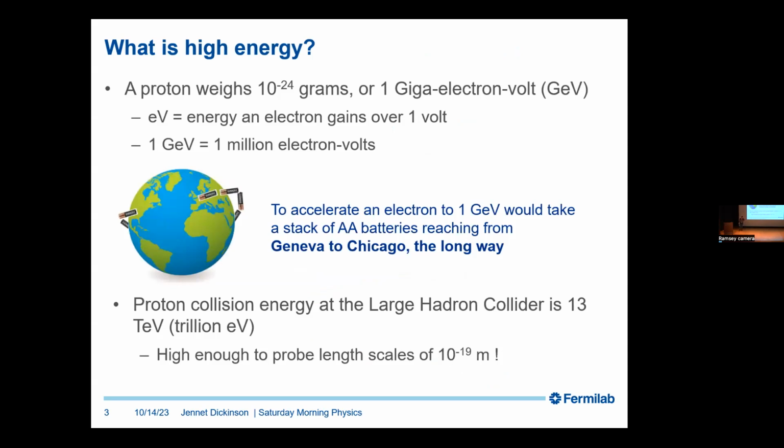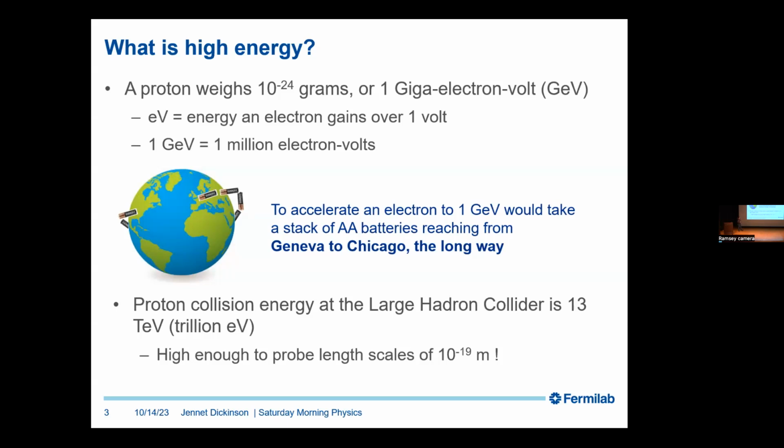We're talking about high energy, but what is high energy actually? We can talk about a proton, which is a little bit intuitive, a little bit not intuitive, and how much it actually weighs. It weighs 10 to the minus 24 grams, which is 1 giga electron volt. So that's super small. These electron volt units are probably something you've seen if you've taken a physics class. It's the energy that an electron gains when it's accelerated over a potential difference of 1 volt. 1 GeV, giga electron volt, is 1,000,000,000 electron volts.